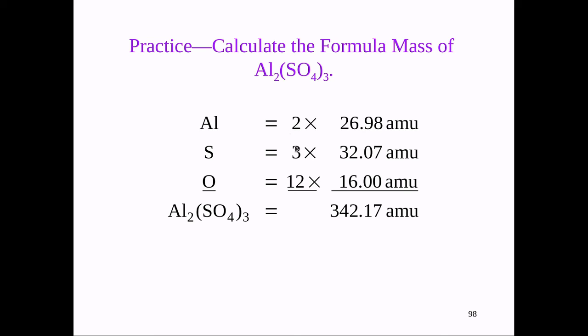So we have 3 sulfurs, and each one of those weighs 32.07 AMU. And again, we need to take this subscript and multiply it by this one. So we have 12 oxygens. Each one of those is 16 AMU. So we need to do 2 times this, 3 times that, 12 times that. Add them all together, and we get a total mass of 342.17 AMU for every one of our aluminum sulfate units.